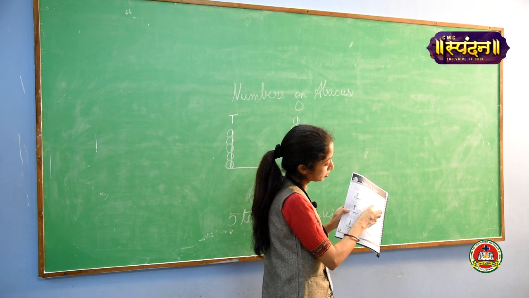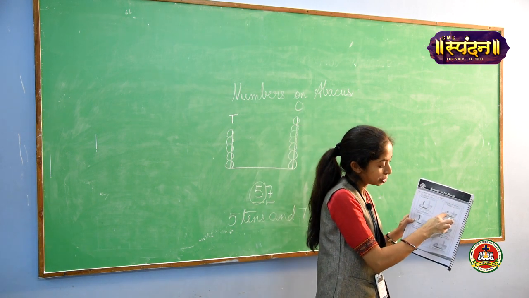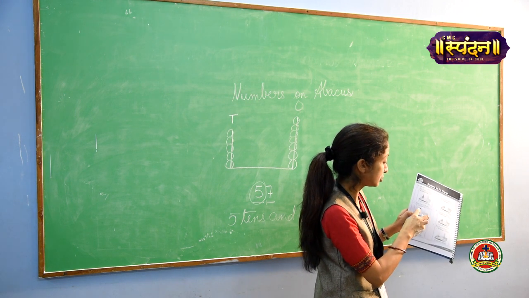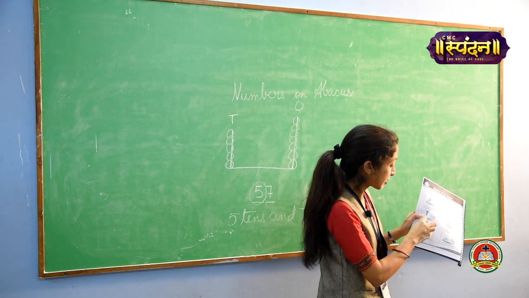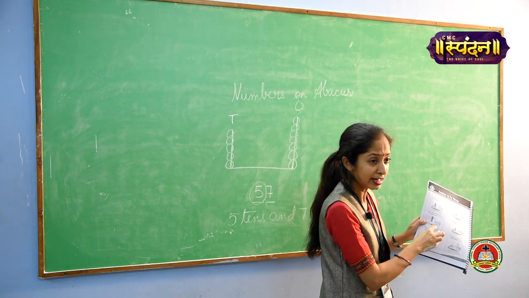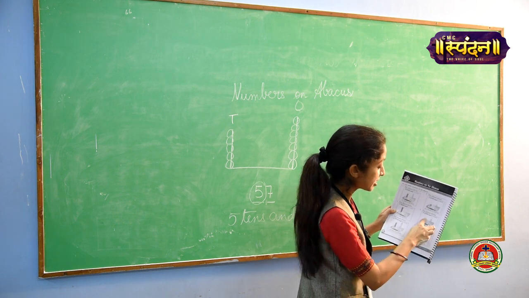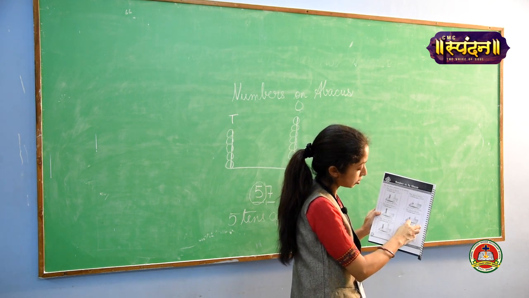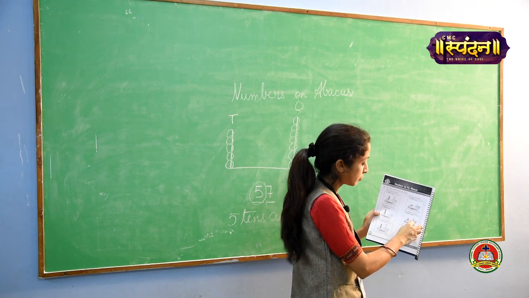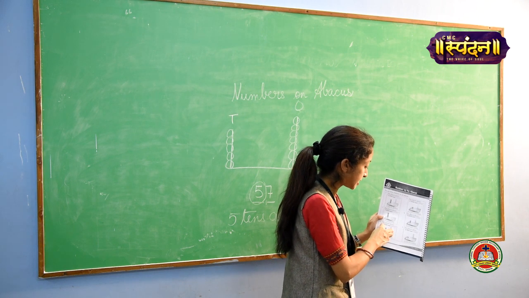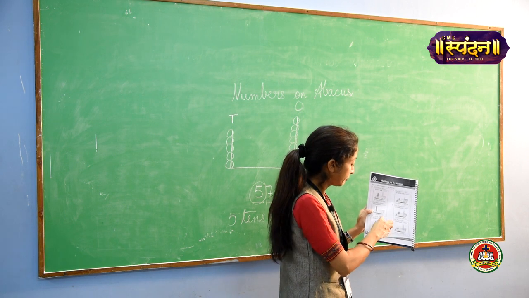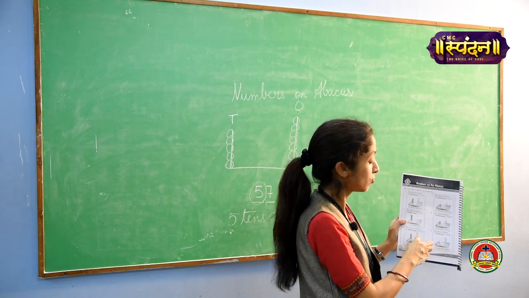That means on the tens spike we have 2 and on ones we have 4. Next this abacus shows 7 tens and 0 ones. That means on the tens spike we have 7 and on ones we have nothing, that means 0. Now here it is 3 tens and 5 ones. On the tens spike we have 3 and on the ones spike we have 5. Next is 6 tens and 9 ones. On the tens spike we have 6 tens and on ones we have 9 ones.